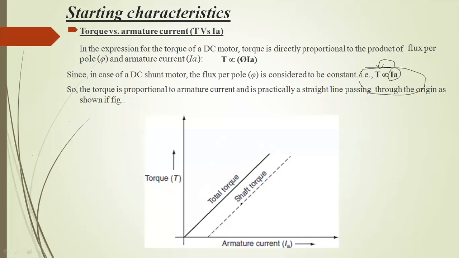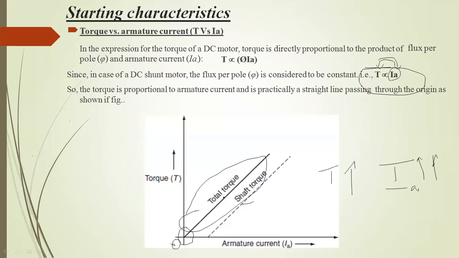Here the torque increases when the armature current increases. So the line should pass through the origin. This is the zero, nothing but the origin. Why? Because the torque depends upon the changes of the armature current. So if the armature current is zero, the torque is zero. If the armature current keeps increasing from low values to high values, then the torque also increases in a straight line which starts from the origin.